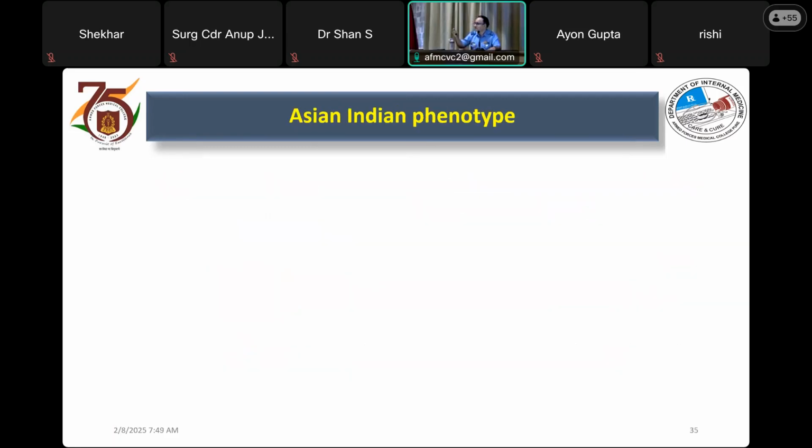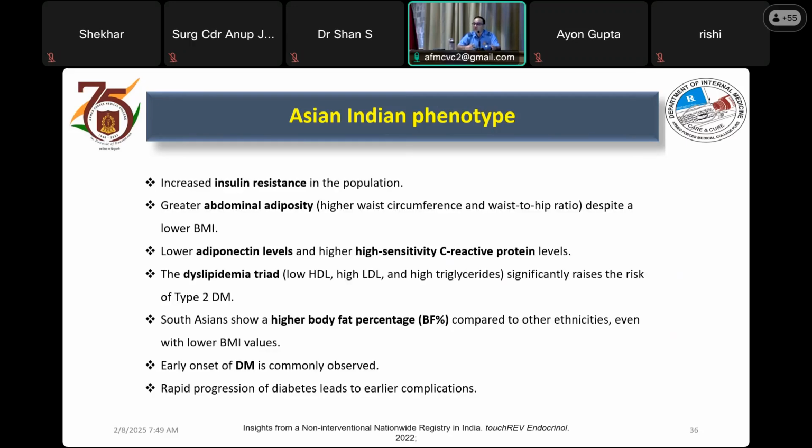And as he said, Asian Indian phenotype. So basically, what are the characteristics of Indian and Asian populations? We tend to have more adipose tissue content, in subcutaneous fat and organs, at the same body mass index. We have higher markers of inflammation and lower adiponectin levels. It has been seen that Indians develop diabetes about a decade earlier compared to their Western counterparts, and once we develop diabetes, we progress rapidly to the complications.